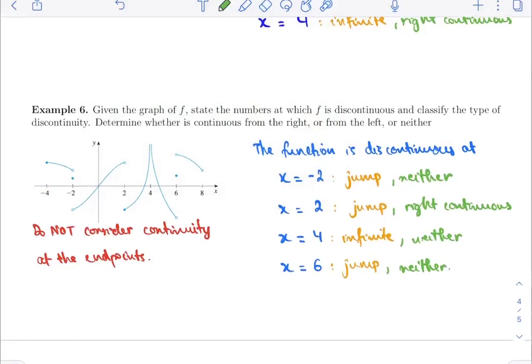I hope this exercise helps you understand how to find the points at which the function is discontinuous, how to classify the discontinuities, and how to identify if the function is continuous from the right or continuous from the left or neither. So this is the end of the lecture. Please let me know if you have any questions.